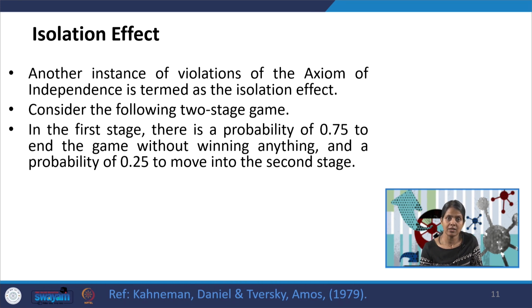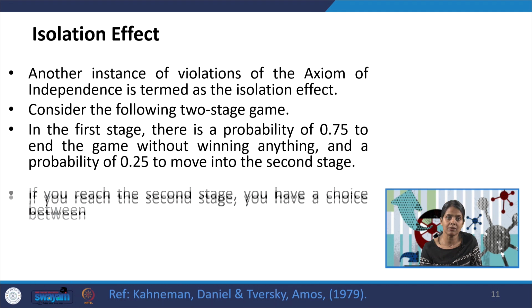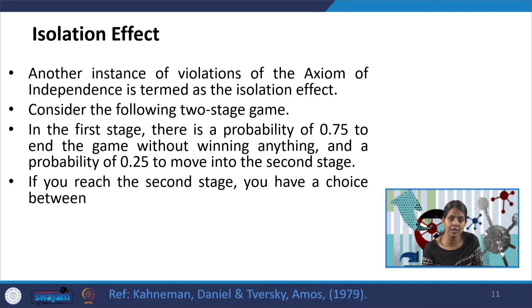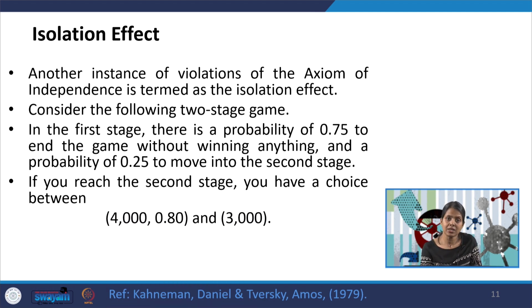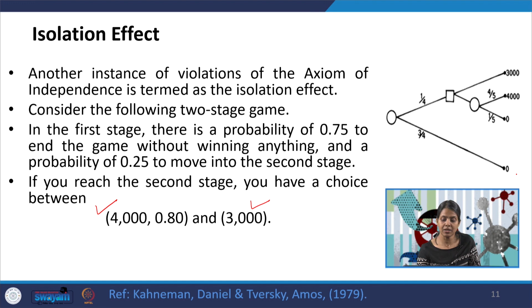In the first stage, there is a probability of 0.75 to end the game without winning anything and a probability of 0.25 to move into the second stage. If you reach the second stage, you have a choice between winning 4000 with a probability of 0.8 and 3000 with certainty. Now, this is what is being shown here.